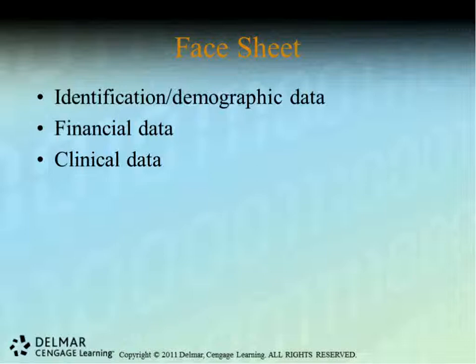Now, the face sheet is usually the first form you see in a record. You also have an electronic record, something equivalent, like an admission screen that's equivalent to a face sheet. Figure 6.2a on page 125 is an example of a paper face sheet, and then on page 126, Figure 6.2b is an example of an electronic screen that serves as a face sheet.